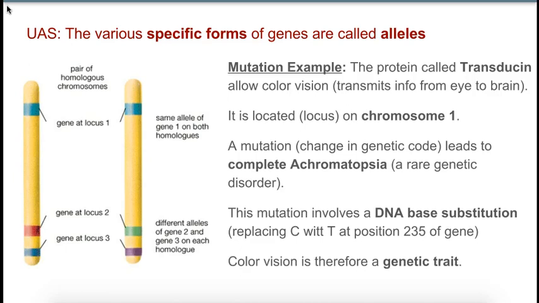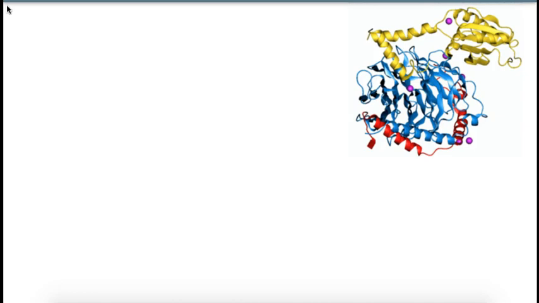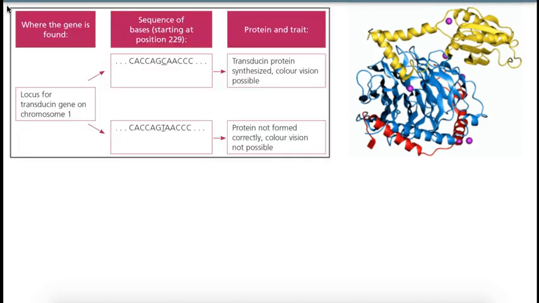Color vision is therefore a genetic trait. Okay, it's linked to the genes. And what that essentially means, here is our transducin, a representation of it. And this is the transducin gene. So it's located on number 1. And we can see the sequence there starting at position 229. And if we go through, we have CACCAGC. And this is the correct genetic code. It will lead to transducin protein, and color vision is possible.